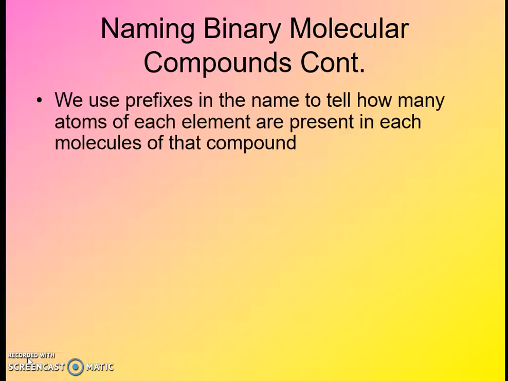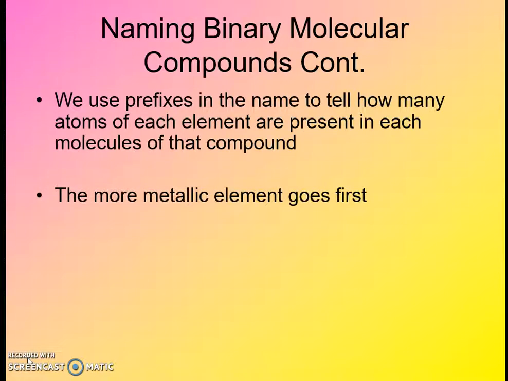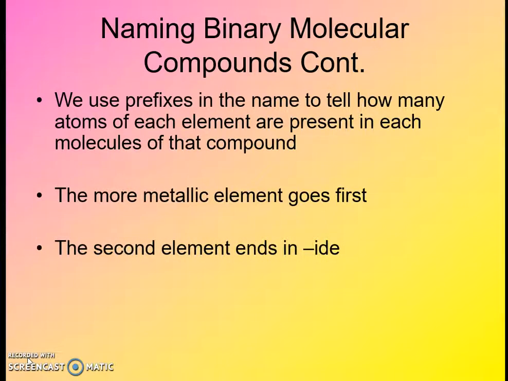So we're going to use prefixes, like we got from carbon monoxide and carbon dioxide, to let us know how many atoms there are of each element within that compound. The metallic one still goes first, so the one that's closer to the left, closer to the staircase, will always go first in both the name and in the formula. So again, like ionic compounds, you can just keep the order exactly the same as they were in whichever direction you are going. And then the second element, like we did see with ionic compounds, is still going to end in -ide.